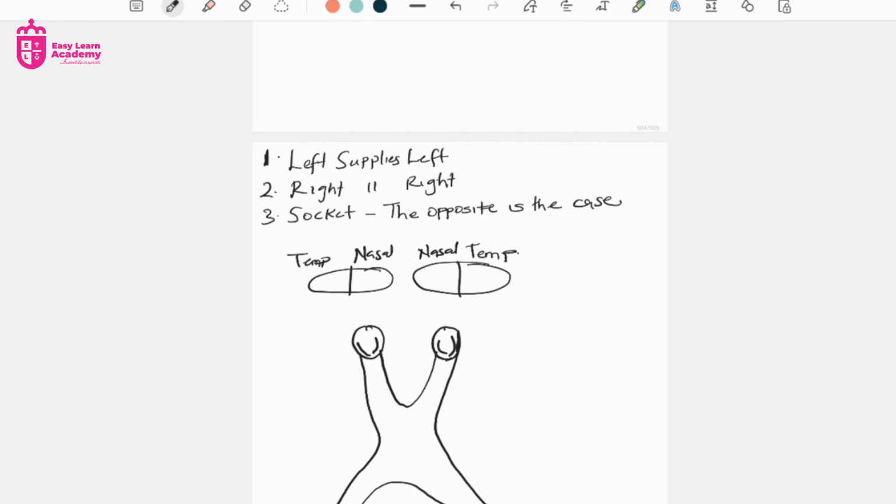Anything below the eye socket, let me just put the rules separate. Anything below the eye socket, the rule is left supplies left and right supplies right. But once it gets to the eye socket and around the visual field, it changes. The left actually will supply the right, and the right will supply the left.